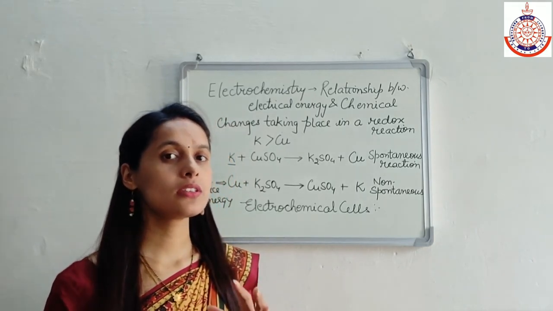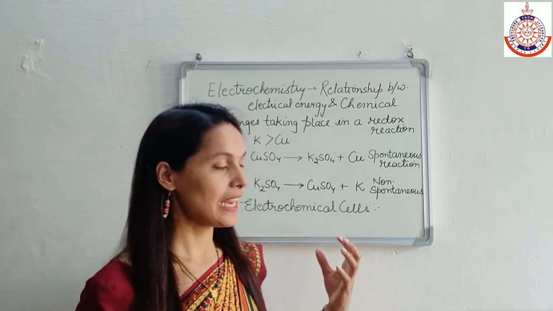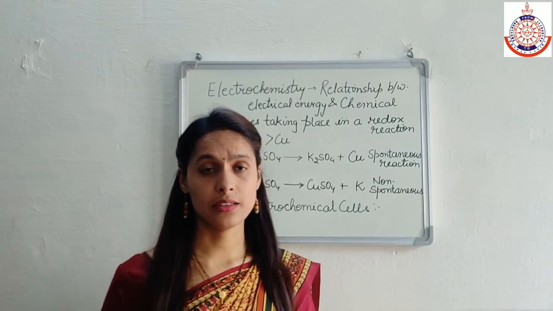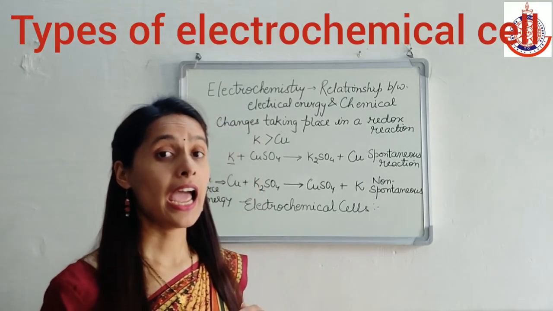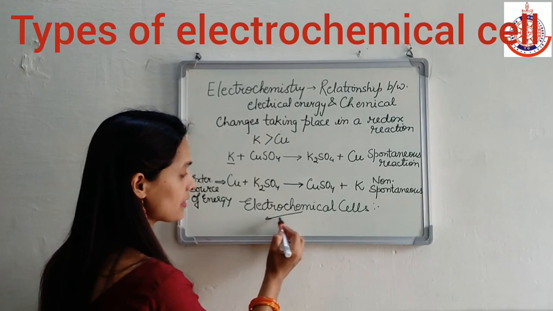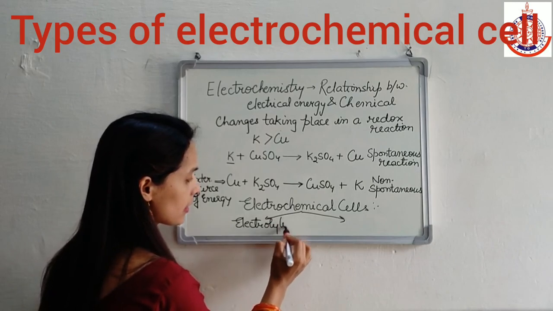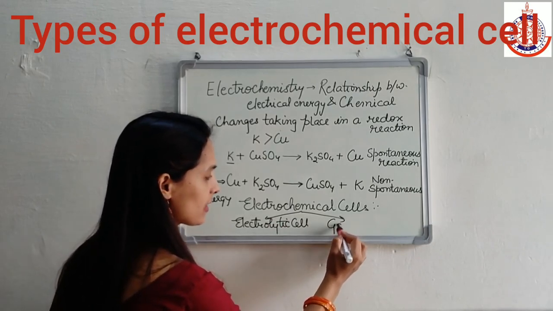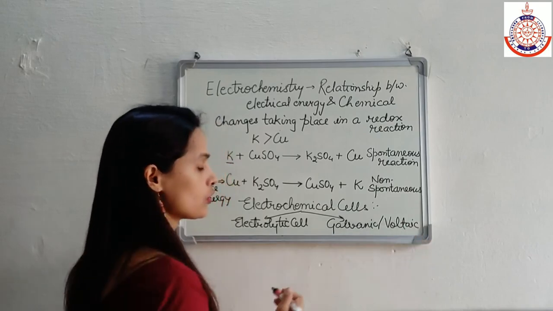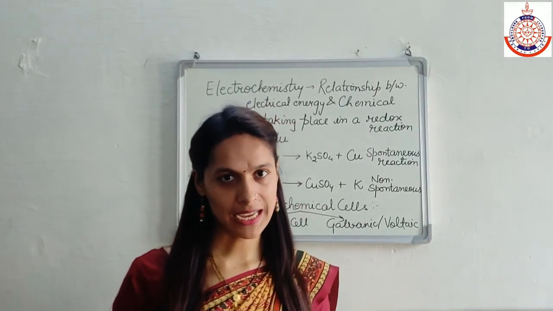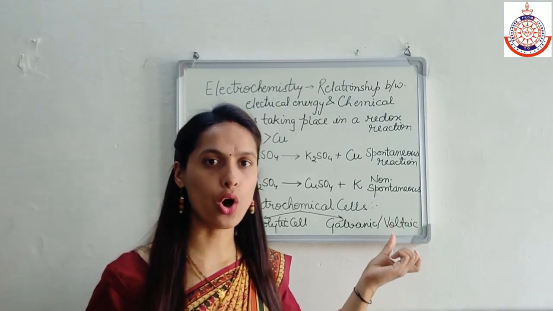Now, in brief, we have a number of electrochemical cells, but basically electrochemical cells are divided into two categories. Principally, we have two different types of electrochemical cells. What are the names of those two? One is the electrolytic cell, and the second one is the galvanic or voltaic cell.